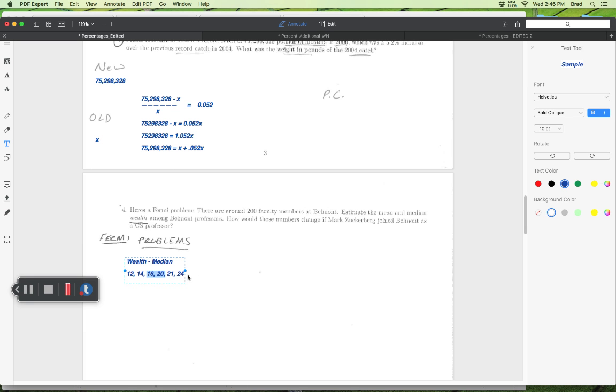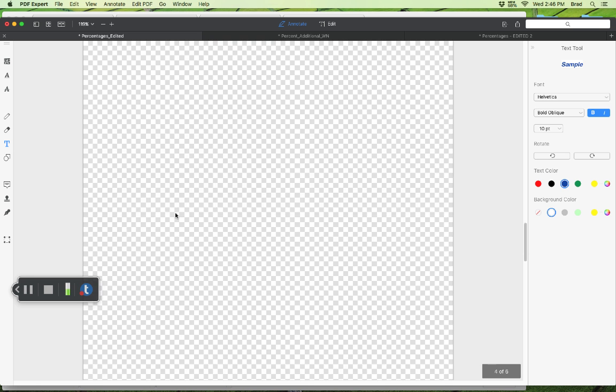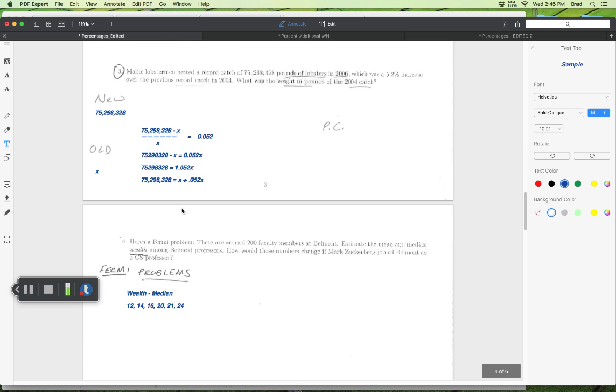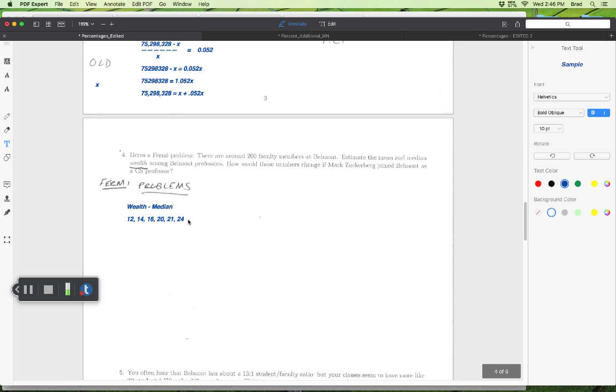Right? So if we're looking at median, adding Mark Zuckerberg's wealth to our total wouldn't change things all that much. In other words, we'd have every Belmont professor's 200 numbers listed out in terms of their wealth, and then you'd have this huge Mark Zuckerberg number at the end. If we added $50 billion or something like that, the median doesn't change much. It would be 20 now as opposed to 18 before, right? So that's just reminding you what median means.